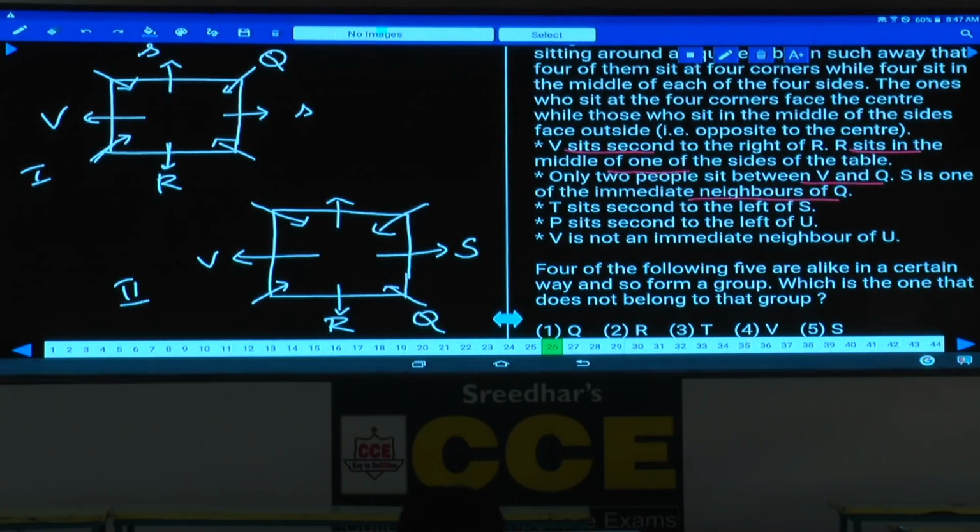As T is seated second to the left of S. Now, earlier we had discussed that S can be either here or here. Let us assume that S is at this place. If S is here, then this S is facing away, and T sits second to the left of S. As T sits second to the left of S, then V and T must be at the same place. Is it possible? It is not possible to have V and T at the same place. Hence, T cannot be at this place.